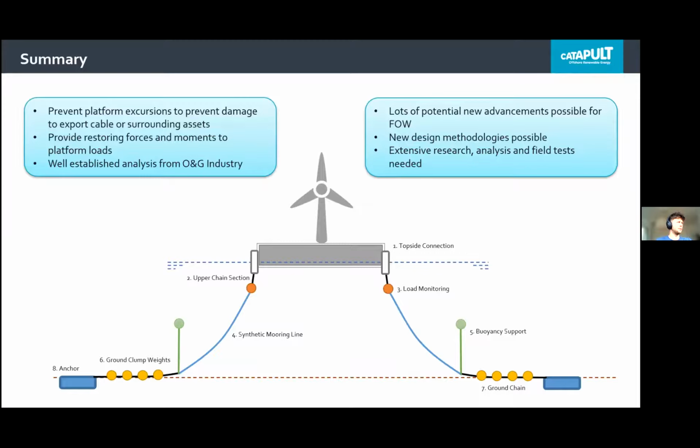So yeah, in summary, we want to prevent excursions to the platform so we don't damage the export cable or surrounding assets. We want to provide restoring forces and moments to the platform. And there's well-established analysis from the oil and gas industry, which we can piggyback on for the floating wind. Lots of new potential advancements possible for floating wind, such as shared anchors. And there's many more new design methodologies being proposed. Although with any kind of emerging technology, there's much more research and analysis needed, especially in the area of field tests and proving technology.